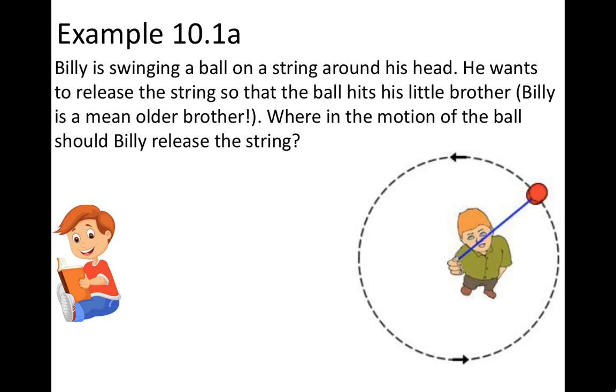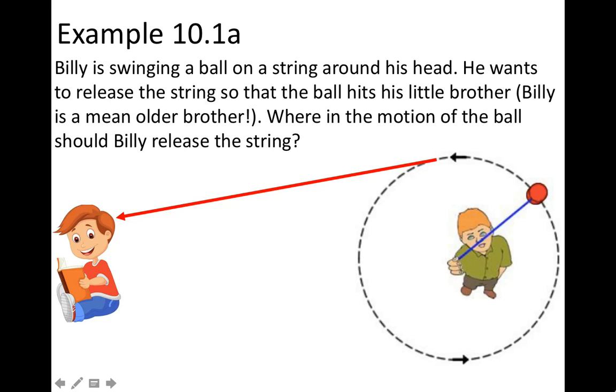Billy is swinging a ball on a string around his head, and he wants to release the string so that the ball hits his little brother. Not very nice, Billy. Where in the motion of the ball should Billy release the string? So Billy needs to release the string at the point where the ball is moving towards his little brother. And that's going to be the point where the circle is tangent to the direction towards his little brother. And it looks like that.